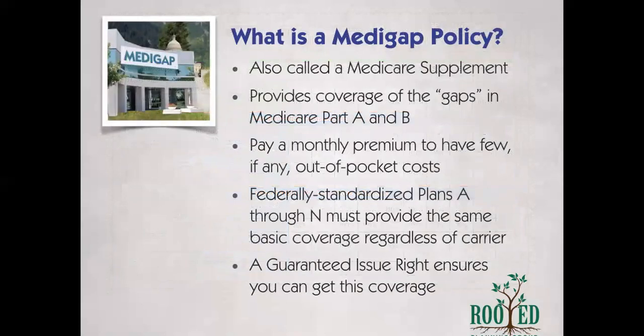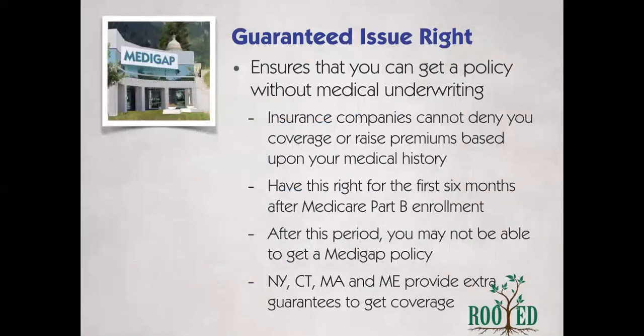In order to get a Medigap policy with no questions asked, you must have a guaranteed issue right. So what is a guaranteed issue right? This is a rule that essentially ensures you can get a Medigap policy with no medical questions asked. When you have a guaranteed issue right, insurance companies cannot deny you a policy or raise rates based upon your medical history. You have a guaranteed issue right to get a Medigap policy for the first 6 months that you are 65 years or older and are enrolled in Medicare Part B for the first time.